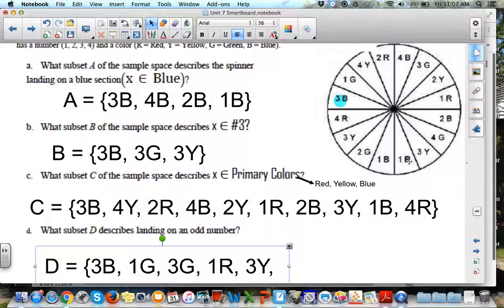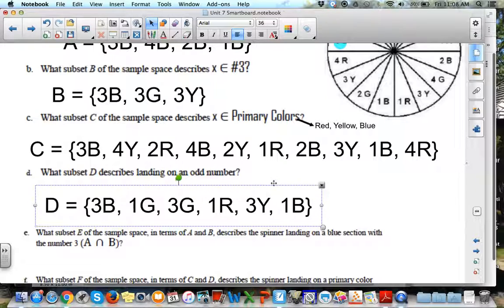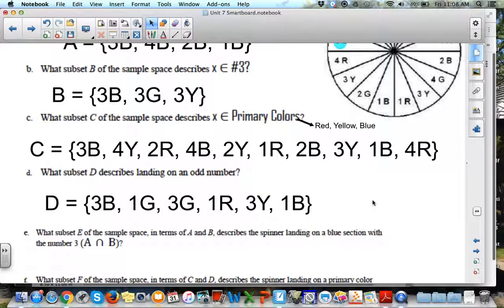We already have 1 R. We don't need to repeat it. 1 blue, not the 2. We already have the 3, 3 yellow, and so we don't. And 4R is even. So this is the subset that describes landing on an odd number.